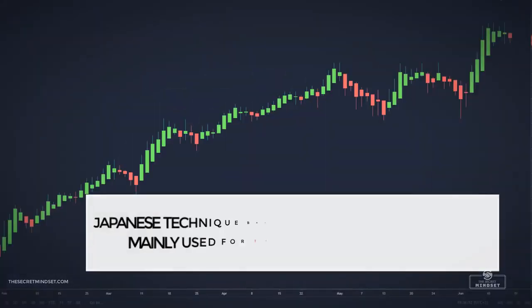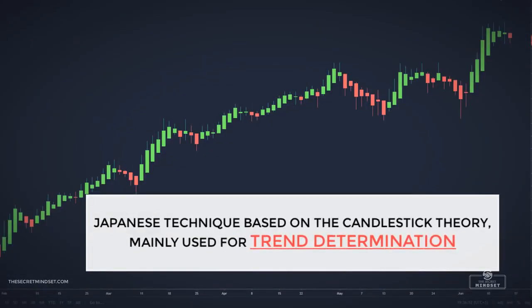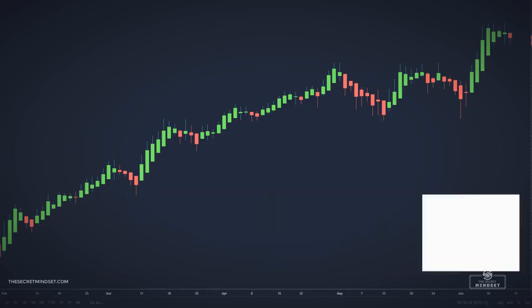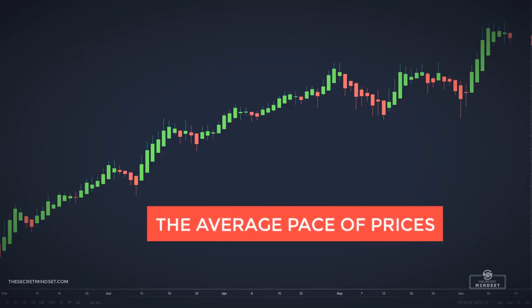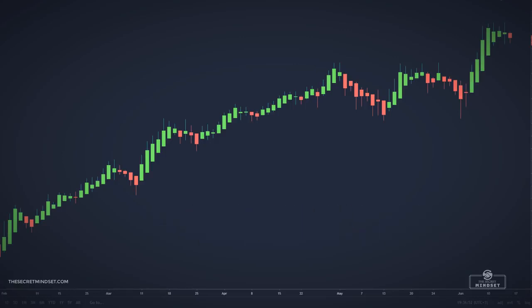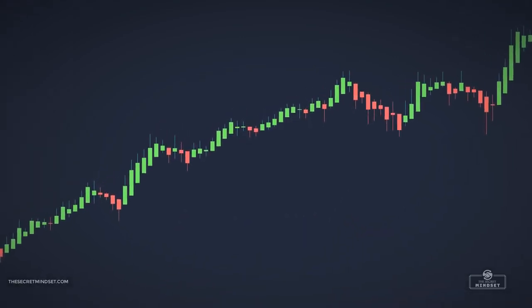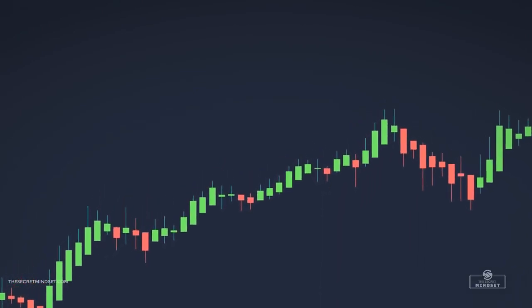So, Heikin Ashi is a Japanese technique based on the candlestick theory, but taking it to a higher level for trend determination. Heikin means average and Ashi means pace. Taken together, Heikin Ashi represents the average pace of prices. A Heikin Ashi chart looks like the classic candlestick chart, but the method of calculating and plotting the candlesticks on the Heikin Ashi chart is different from the regular candlestick chart.